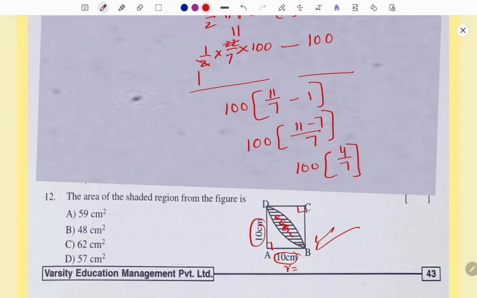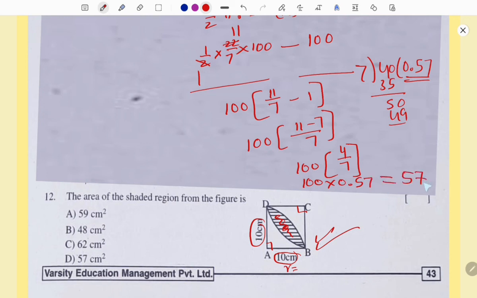What is the 4 by 7 value? Divide 4 by 7: 0. 7 6s are 42... 7 5s are 35, then remainder 5 again 0, 7 7s are 49, and approximately 0.57. So 100 into 0.57 is approximately 57. So the answer is 57 centimeter square. So option D is the right answer.